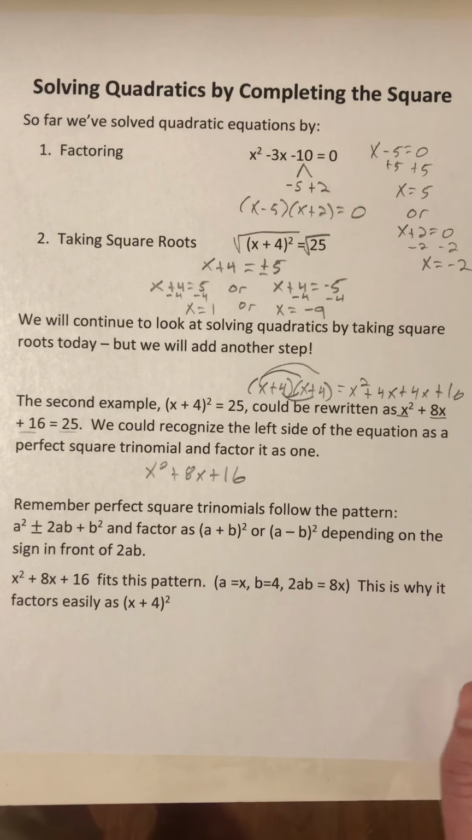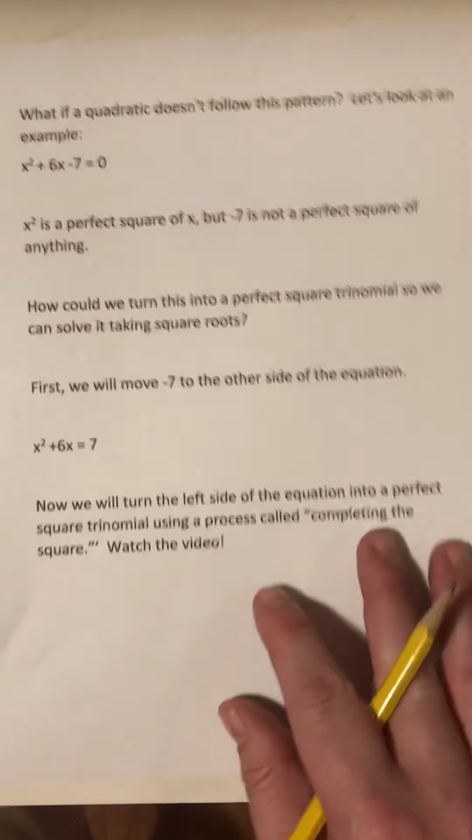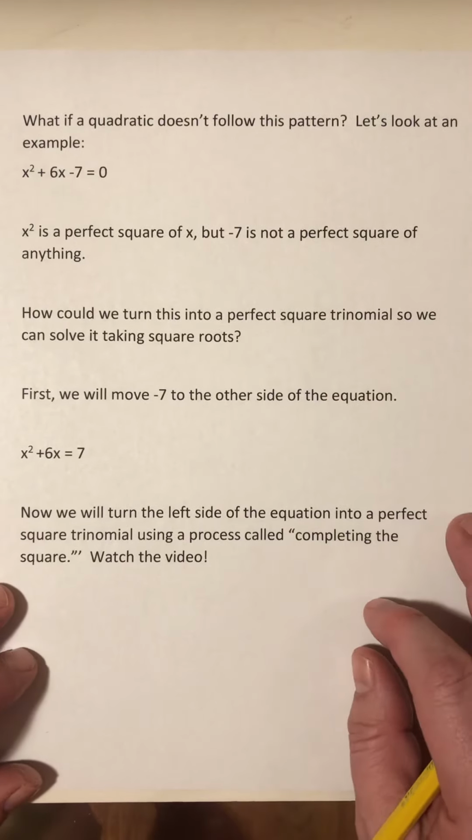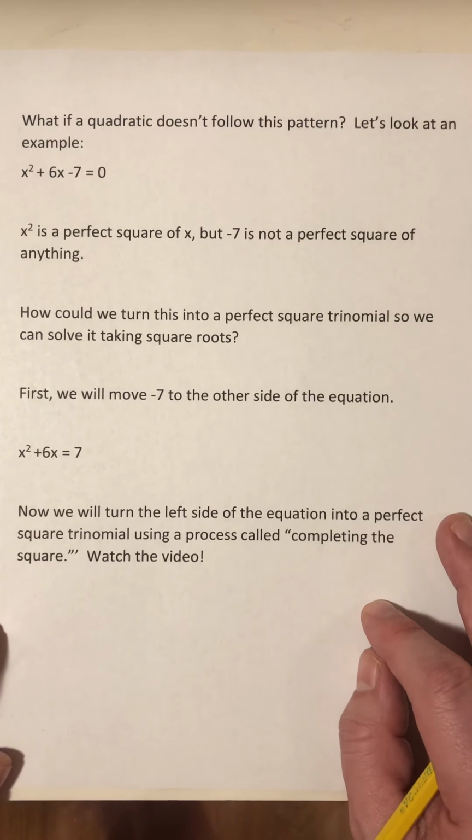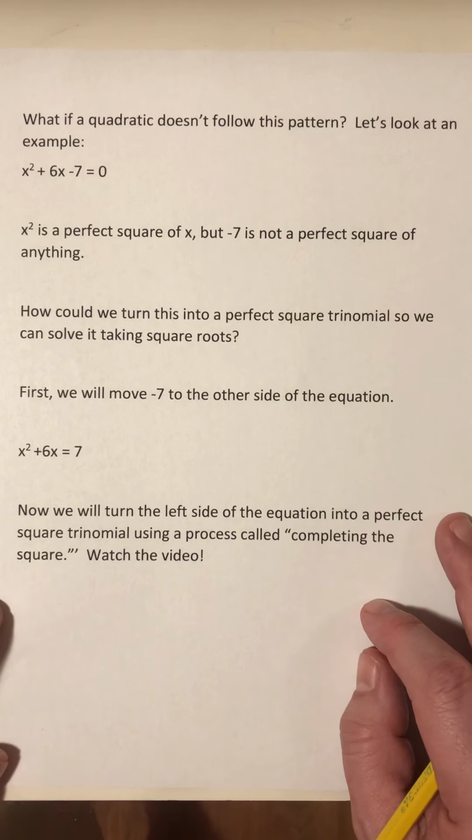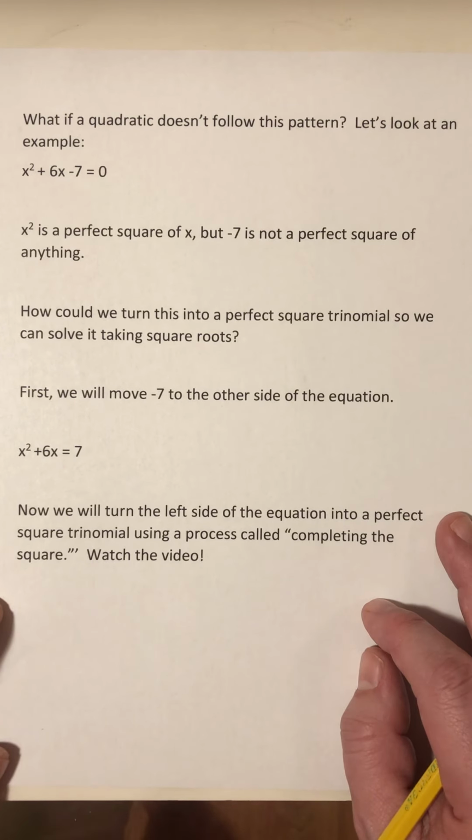Okay? So what is all this completing the square business about? Well, if a quadratic doesn't follow the pattern, like this example down here, x squared plus 6x minus 7 equals 0. X squared is a perfect square of x, but negative 7 is not a perfect square of anything, so it doesn't fit the pattern a squared plus 2ab plus b squared. It doesn't fit any of that. So how could we turn that into a perfect square trinomial so we can solve it taking square roots?